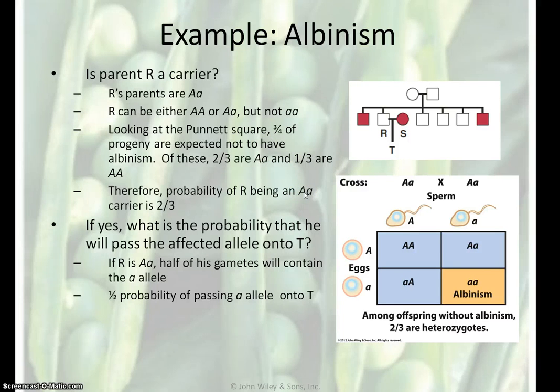All right, so it's true, he does have a chance of being a carrier. If so, what's the probability that he's going to pass this trait on to his offspring? Well, if he is heterozygous, he has a 1 in 2 probability of passing that recessive allele onto his offspring. So the probability of both events happening, this is an AND situation, our multiplicative rule, 2/3 times 1/2. He has a 1/3 chance. So essentially they have a 1/3 chance of having a child with albinism.